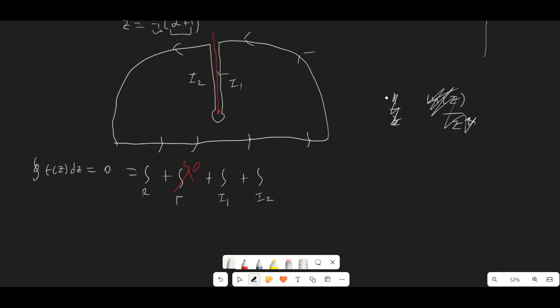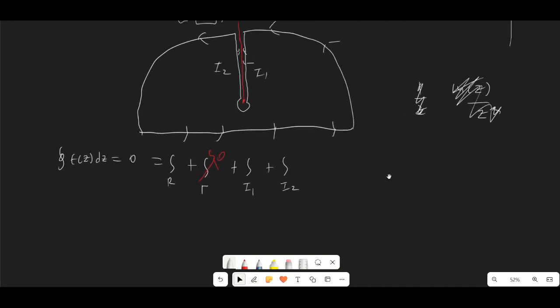And notice that as we let these two integrals go towards this branch cut right here, as they become closer and closer, basically everything in I1 and I2 is going to become exactly the same. They're just running in opposite directions. So almost everything is going to cancel in that integral, and they're going to be exactly the same.